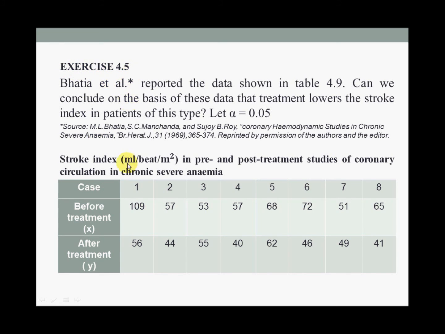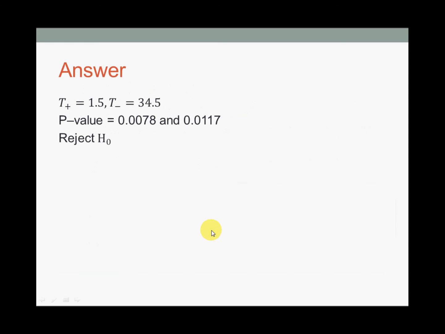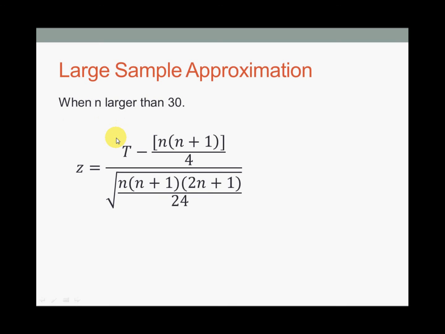Exercise 4.5. This is the given data. The answer is T positive equals 1.5, T negative equals 34.5. The p-value is between 0.0078 and 0.0117. The decision is reject H null.